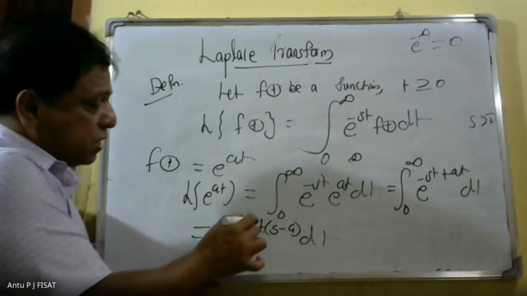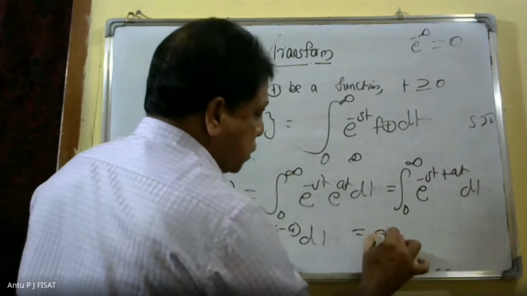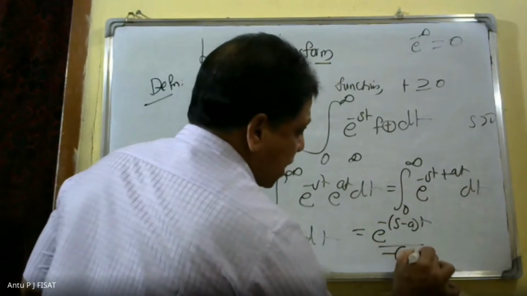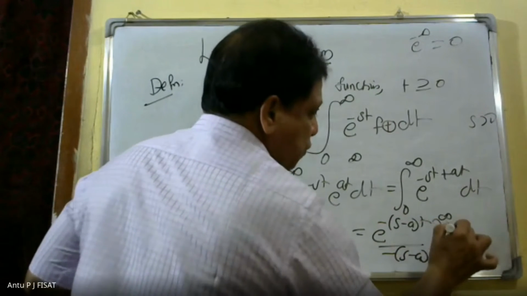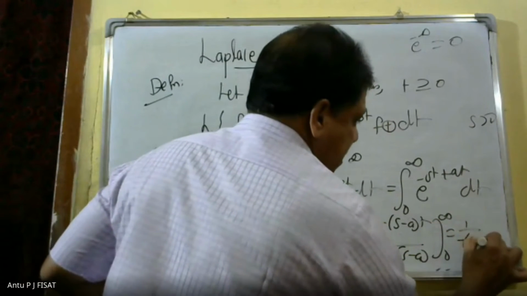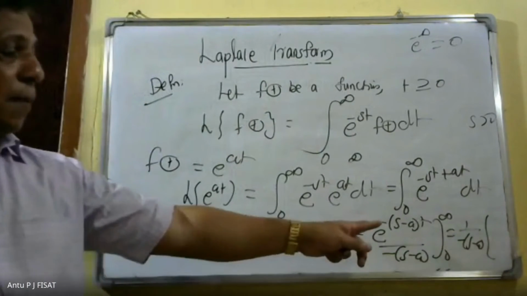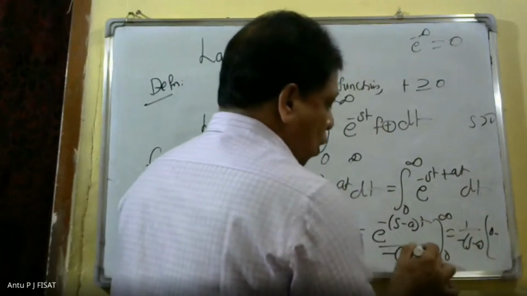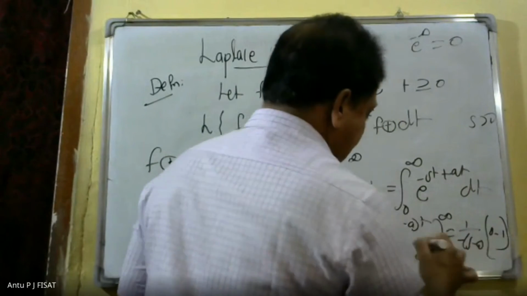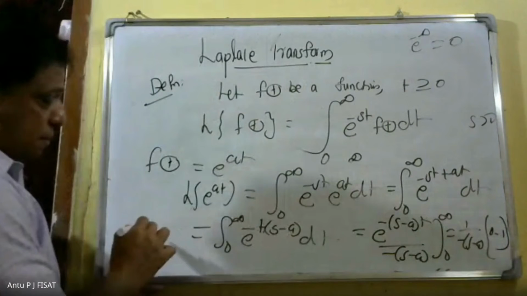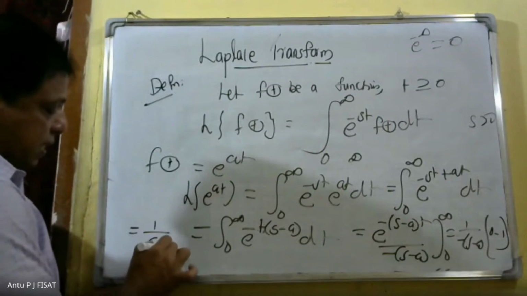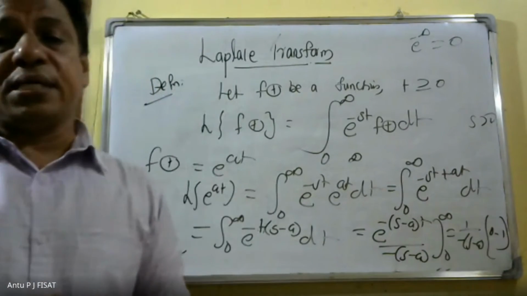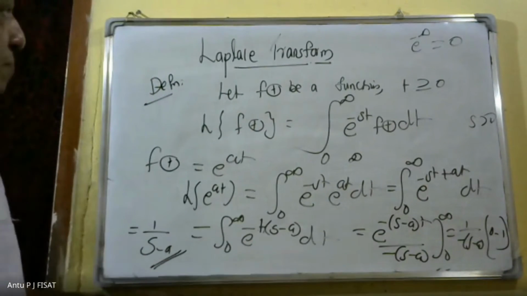Integrate e raised to minus t into s minus a. We get e raised to minus of s minus a into t divided by minus of s minus a, from 0 to infinity. 1 by minus of s minus a is taken outside. Applying the upper limit, it will be 0. Then for the lower limit we get 1. Then releasing the bracket, we get 1 by s minus a. Therefore, Laplace transform of e raised to at is equal to 1 by s minus a.